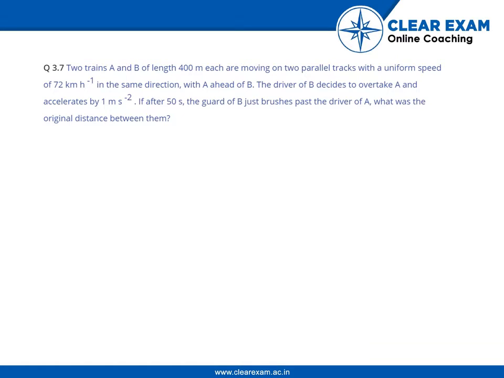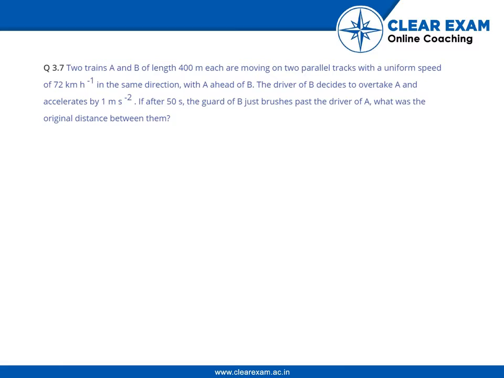Let us go through the question first. Two trains A and B of length 400 meter each are moving on two parallel tracks with uniform speed of 72 km per hour in the same direction, with A ahead of B. The driver of B decides to overtake A and accelerates by 1 meter per second square. If after 50 seconds, the guard of B just brushes past the driver of A, what was the original distance between them? Now, to solve this question, we first need to understand the context.